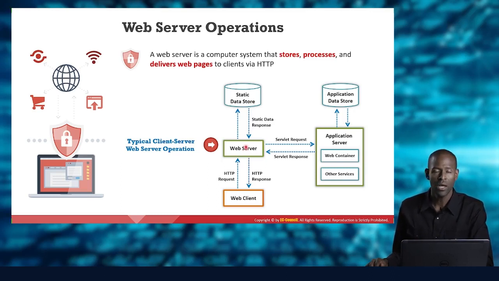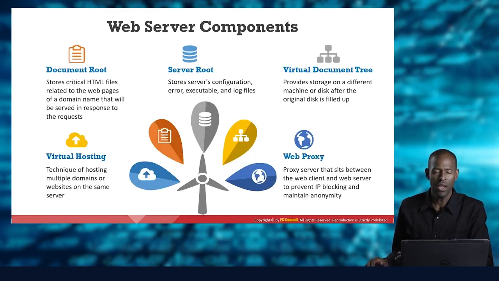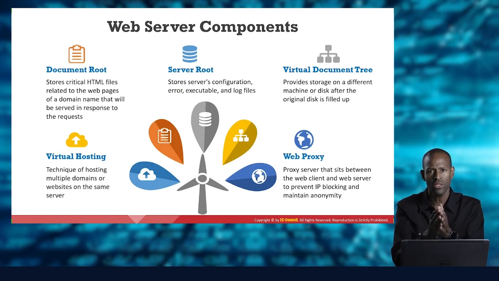But then on a phone or on a tablet or on a desktop or somewhere, there's a web client that makes the requests. An HTTP request comes back. The web server checks with the servlet, makes a request to the application server and the static data store and the application data store. Together, they put together a page and the client downloads it and runs it. This is just a typical way web server operations work. And there are many different components. And when you think of a web server that runs many different web applications, remember, it's just a computer. For the most part, it's just a computer.